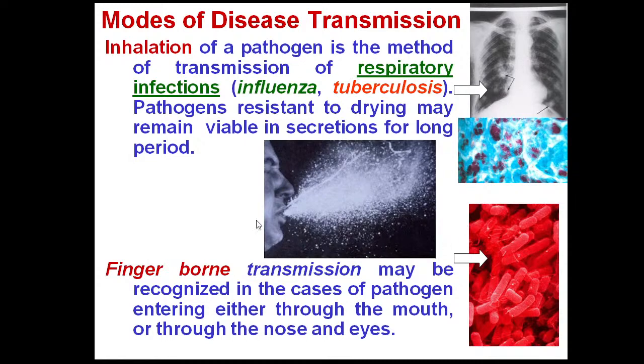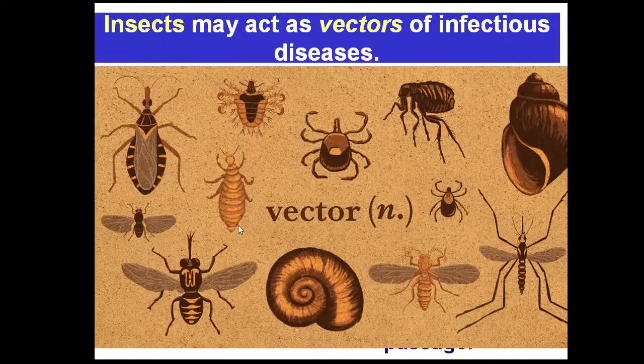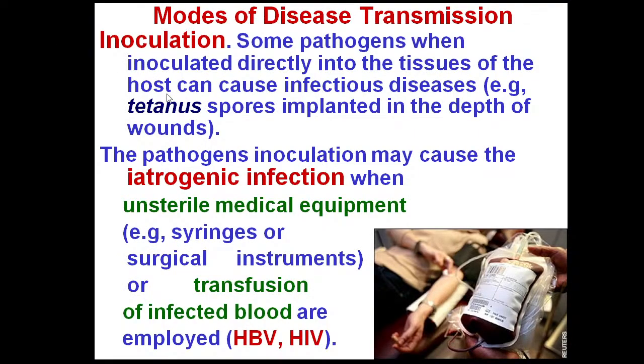So then the disease may be also finger-borne. Transmission may be recognized in the cases of pathogen entering either through the mouth or through the nose or eyes. So insects may act as vectors of infectious disease. So these are vector-borne diseases. So the very common way of transmission is also inoculation, because some pathogens may be inoculated directly into the tissues of the host and can cause infectious disease.